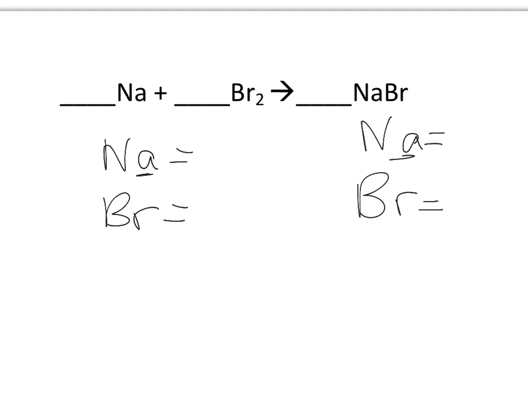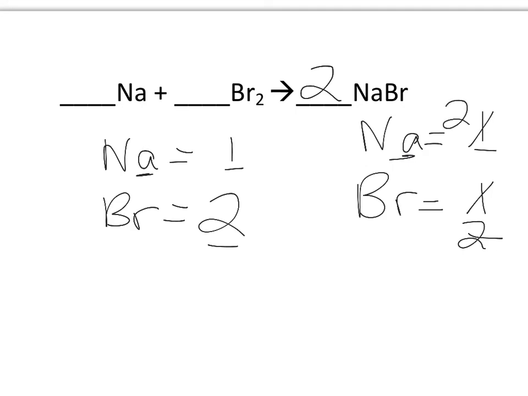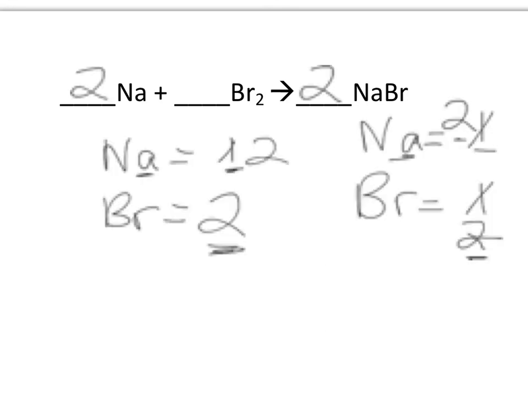Then you do what we did before. You make your count. 1 Na on this side, 2 Brs on this side, 1 Na on this side, 1 Br on this side. So now we say, well, the Nas are good, they're balanced, but the Brs are not. We've got 2 on the reactant side and only 1 on the product side. So if we put a coefficient of 2 here, that will give us the 2 Brs we wanted, but it'll also change our Na count to 2. So our Brs are now good, they're balanced, but Na is not. 2 on the product side, 1 on the reactant side. So all we need to do to balance this one is to put a 2 right here, and we get the 2 Nas we were looking for.